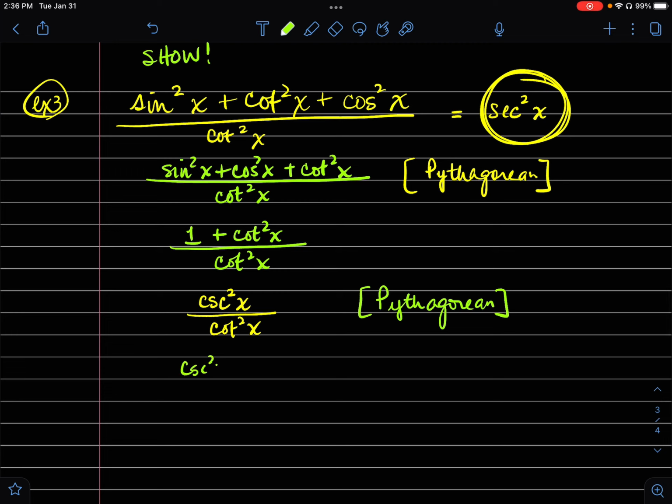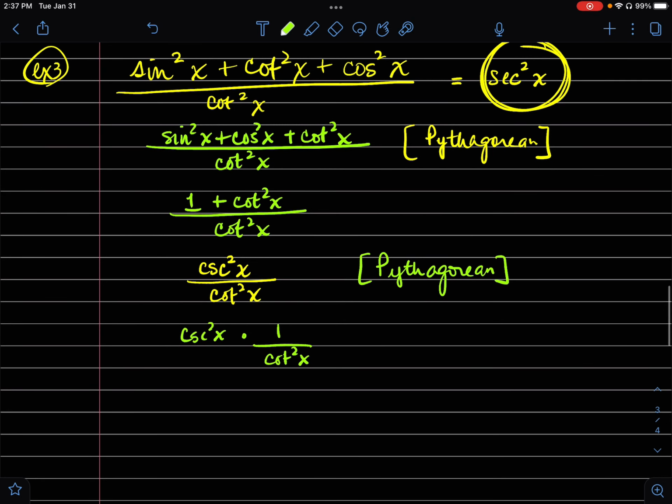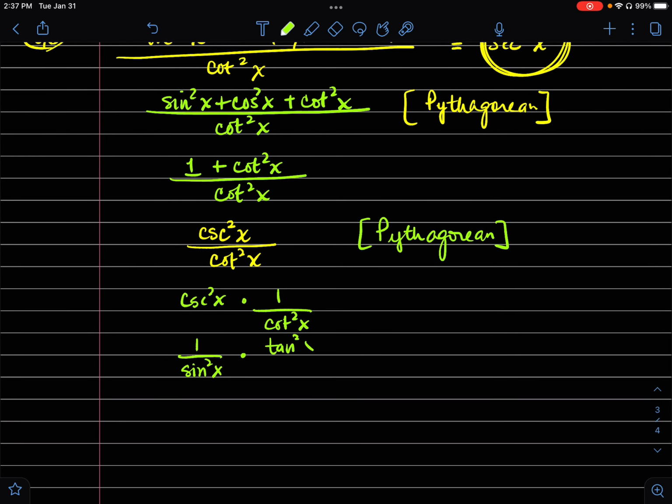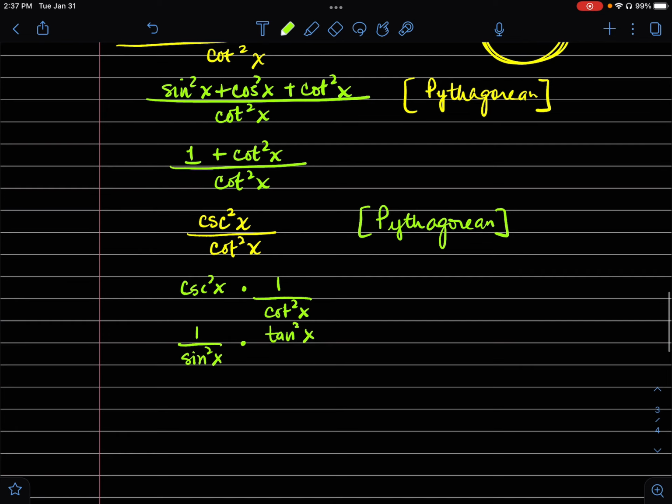You know, if I split this up, 1 over cotangent squared. Cosecant is 1 over sine squared. And then cotangent is cosine squared theta over sine squared, which means I can just flip it. Right? I could flip it. Or here's another way. That 1 over cotangent squared theta, isn't that tangent squared theta? That's also a reciprocal identity. And then you know that tangent squared theta can be replaced with sine over cosine. Still ended up with the same thing.